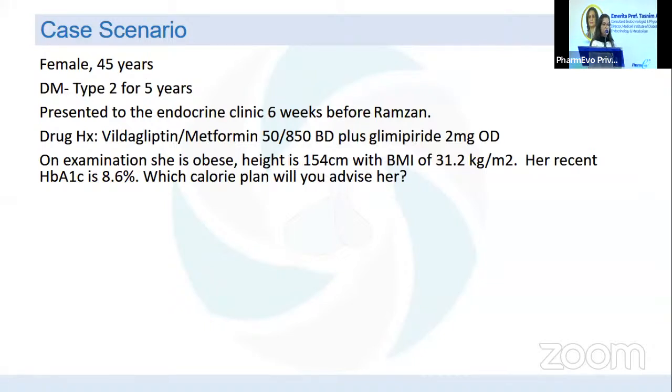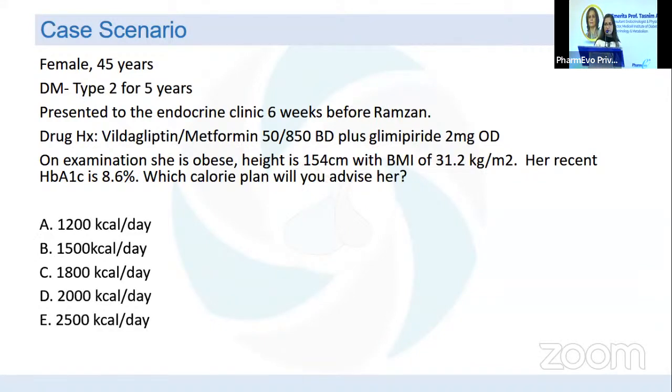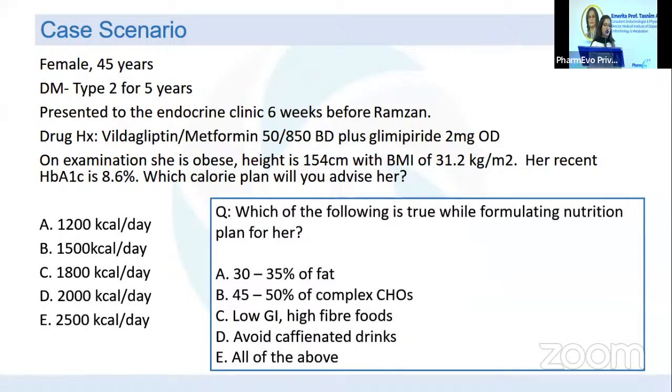So, which calorie plan will you advise her? A. Other answers, like why A? B. So the correct answer is B because height is more than 150. A 1200 kilocalories per day is for women who are short, less than 150 centimeter. Okay. Now, which of the following is true while formulating nutrition plan for her?